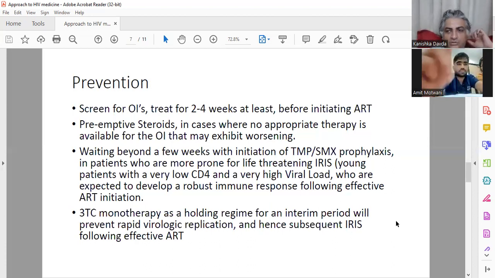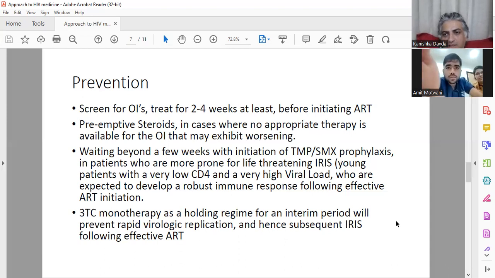Okay. So suppose the patient has come with a PCP, pneumonia. His CD4 is 5 or 10. Oh, you need to start him on ART. Now you may be very tempted to start the ART immediately. But you should not start the ART immediately, because if you start the ART, the PCP will worsen and it will be life threatening. समझ रहे हो ना बात?